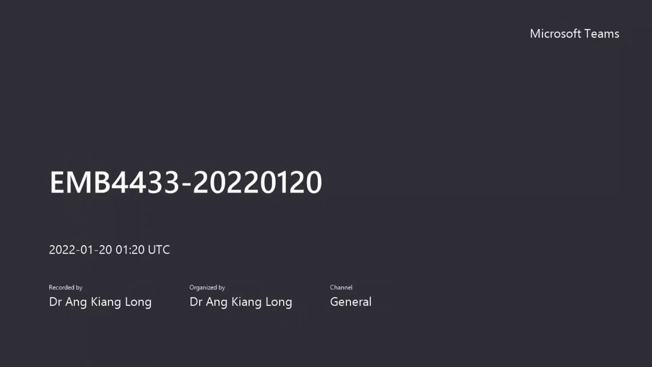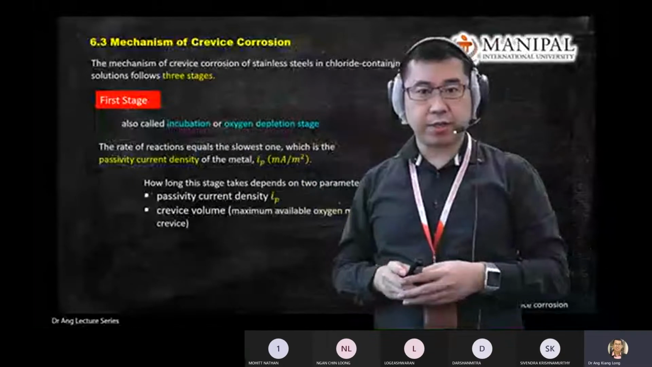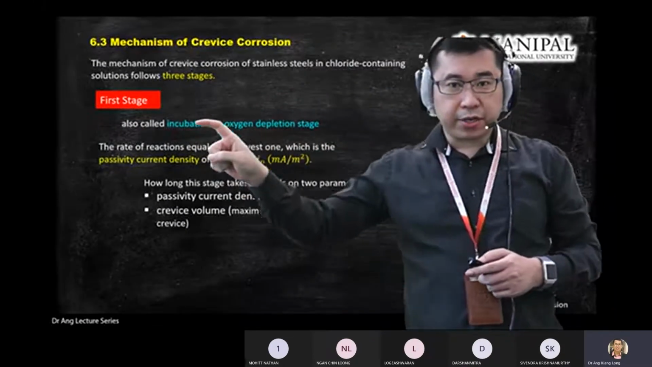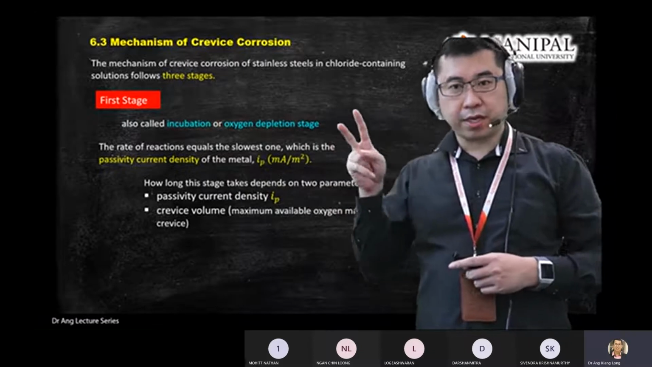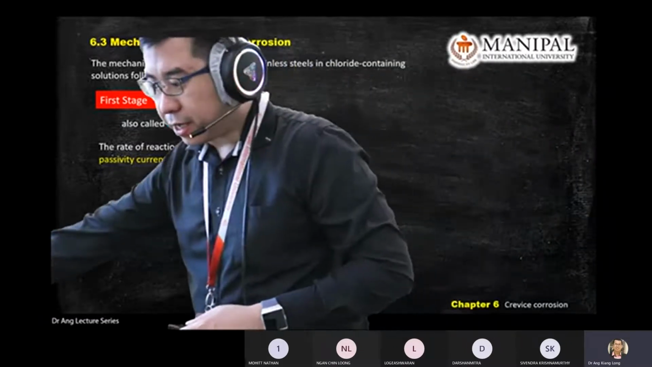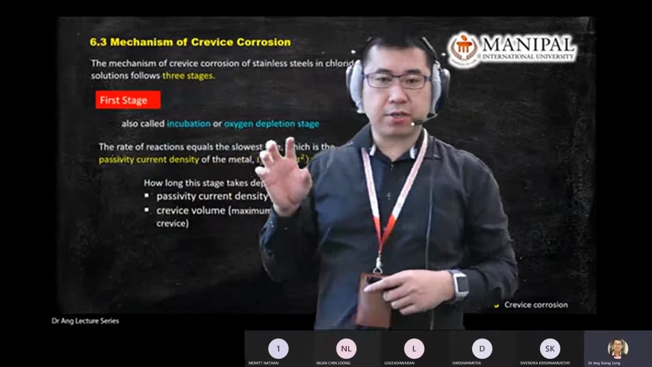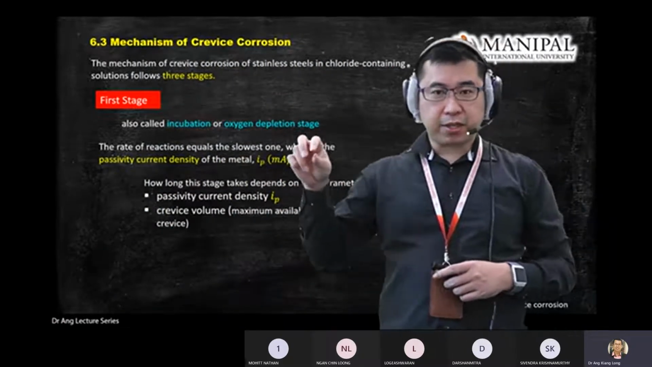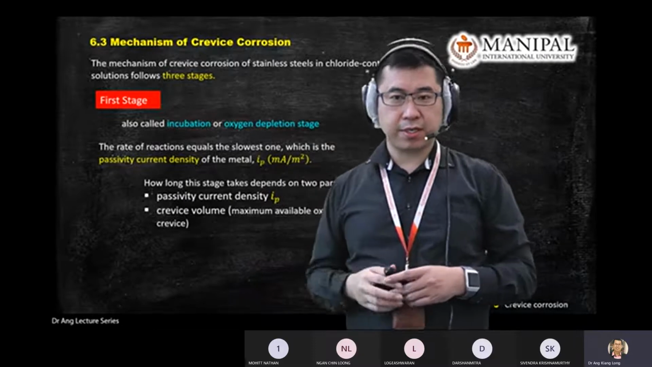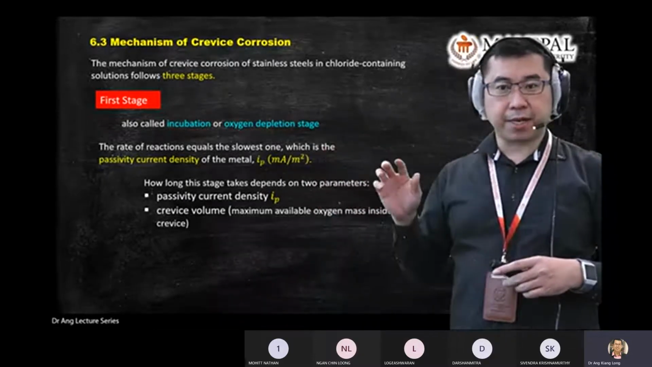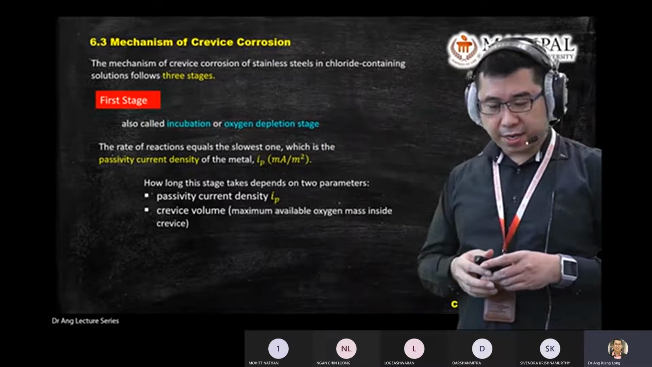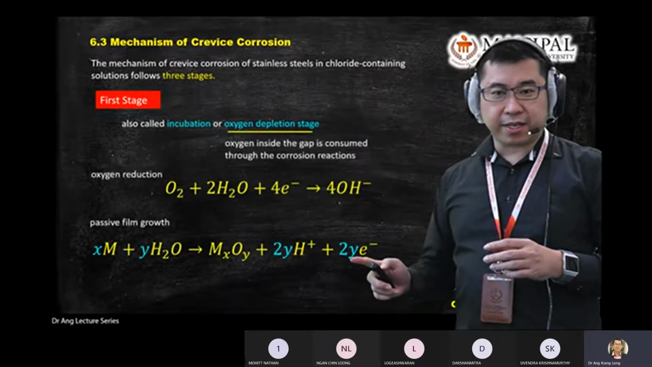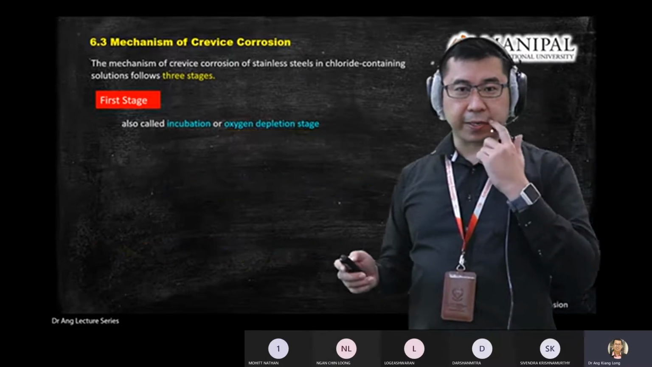At the first stage of crevice corrosion, again, you are having incubation. There are two equations there. One is how the oxygen combines with water to become OH negative. Another one is metal plus water. It becomes metal oxide plus H positive and one more, e negative. Okay.